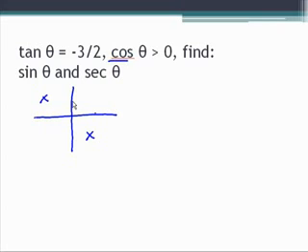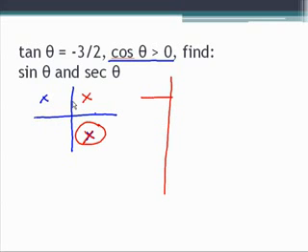Then they tell us that the cosine is also greater than 0, so where the cosine is positive. Well, the cosine is positive in these two quadrants. So where they overlap, we're looking at an angle in the fourth quadrant. So let's draw out our triangle. And we just want to concentrate on the fourth quadrant.